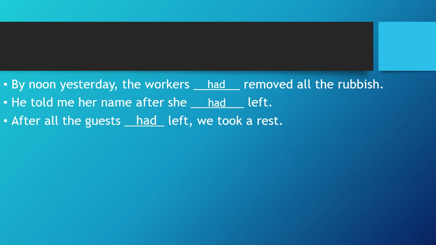After all the guests had left, we took a rest.